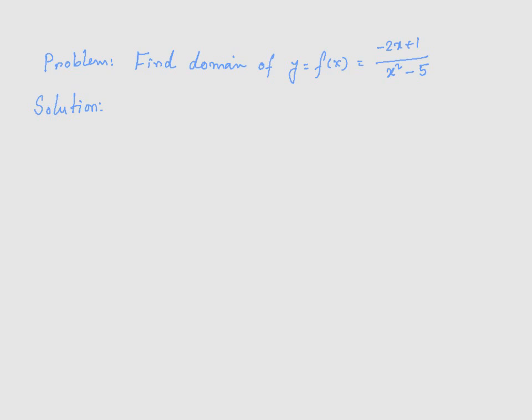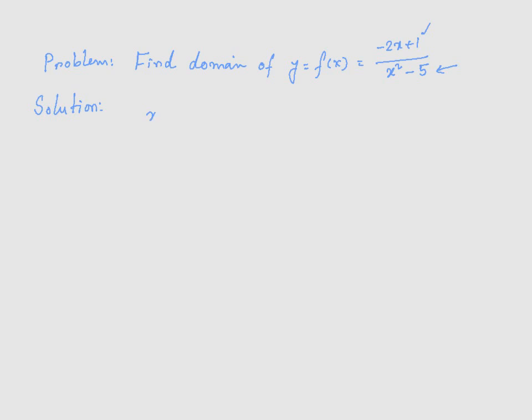When you're dealing with division in a function, you always have to make sure that the denominator does not evaluate to 0. That means you cannot divide by 0. So you have negative 2x plus 1 on the numerator, and you divide it by some number, x square minus 5. You want to make sure that this x square minus 5 does not become 0. If it does, you are dividing by 0, which will lead to an undefined value. So you want to exclude those values of x which will make the denominator 0.